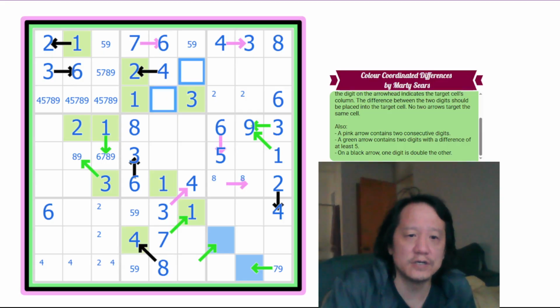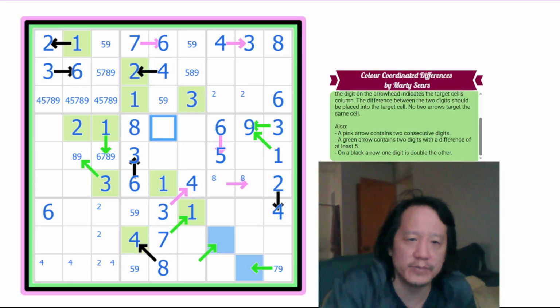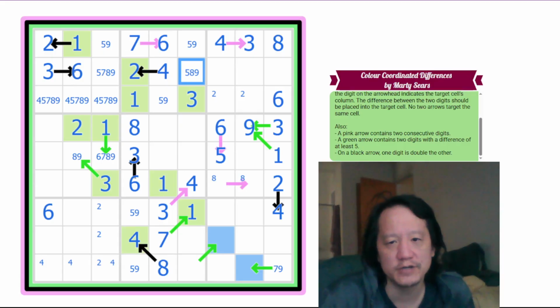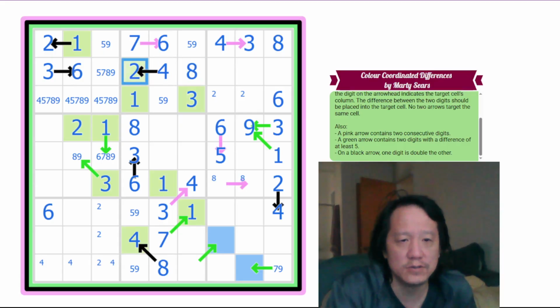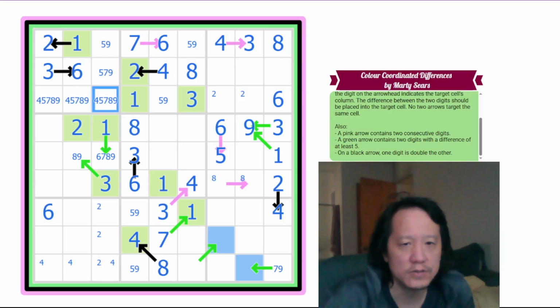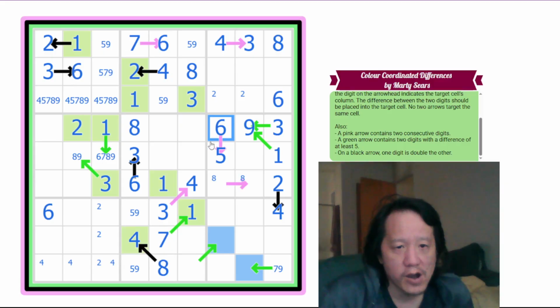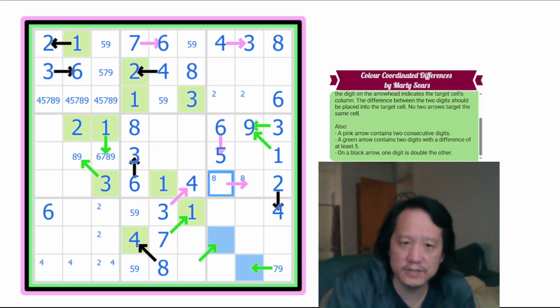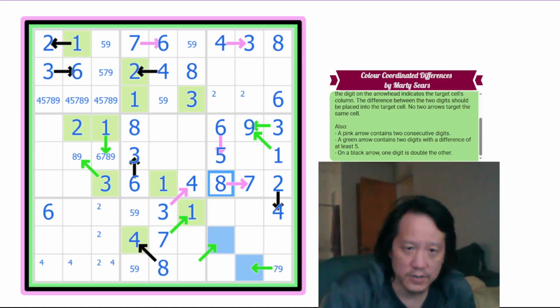Remaining digits of box 2 are 5, 8, 9. This cannot be 8. Where is the 8 in box 2 then? It has to be here. That means this cannot be 8 here. Okay. This has to be 8. It cannot be with 9. So it has to be with 7. So it has to be row 8, column 7. So this is 8 and 7 here.